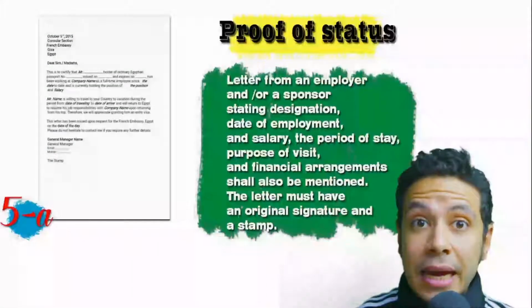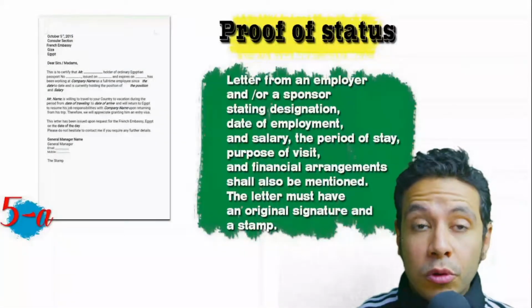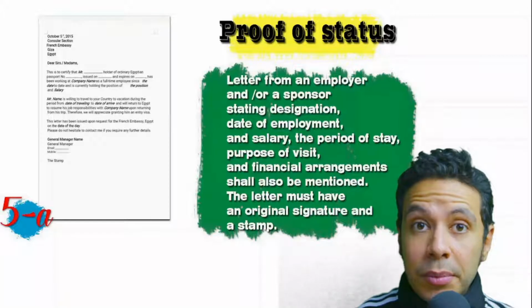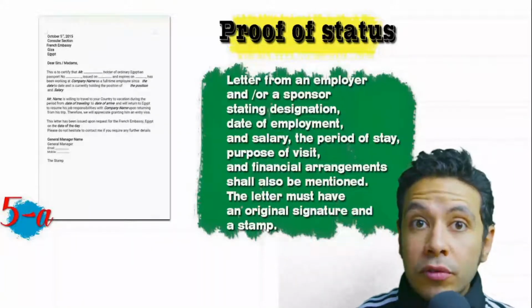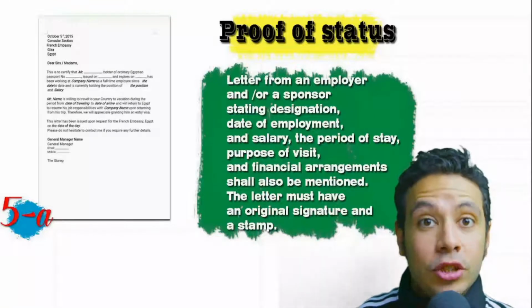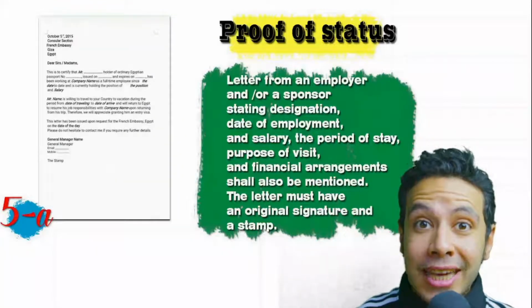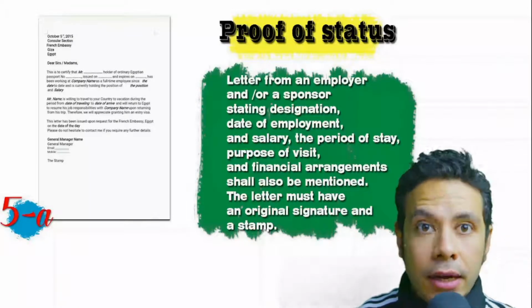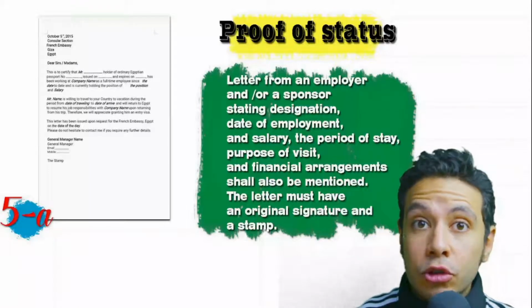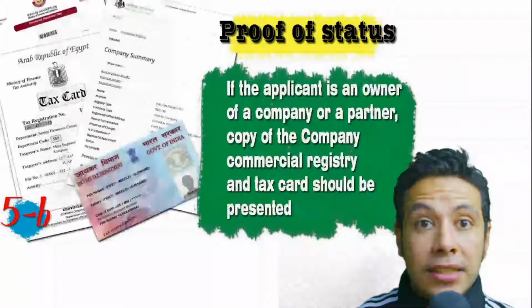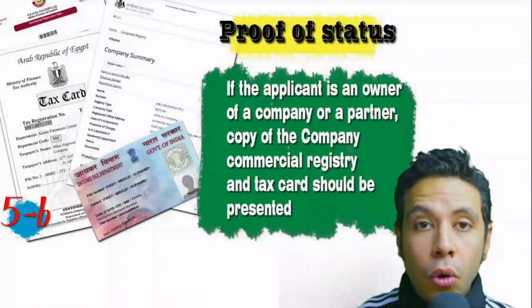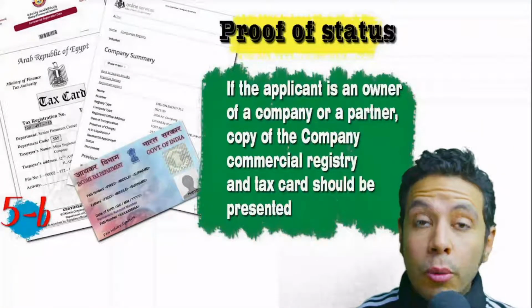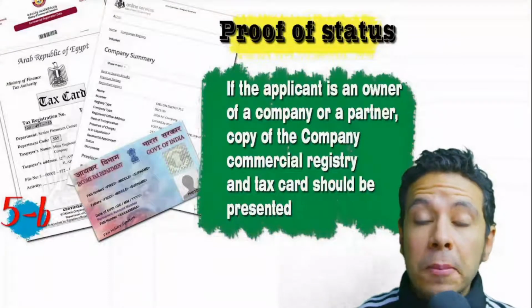In most visa application processes you will be required to provide a proof of status. For example, if you are an employee, you will have to provide a letter from your employer or from your HR department mentioning your name, your work details, and your salary. Both the address and contact numbers should also be mentioned in that letter. And all letters must have an original signature and a stamp. But in case you are the owner of the company or you run your own business, then your commercial registry and your tax card must be presented.